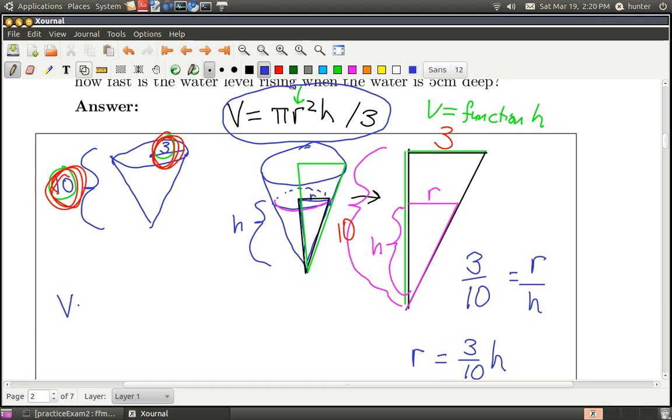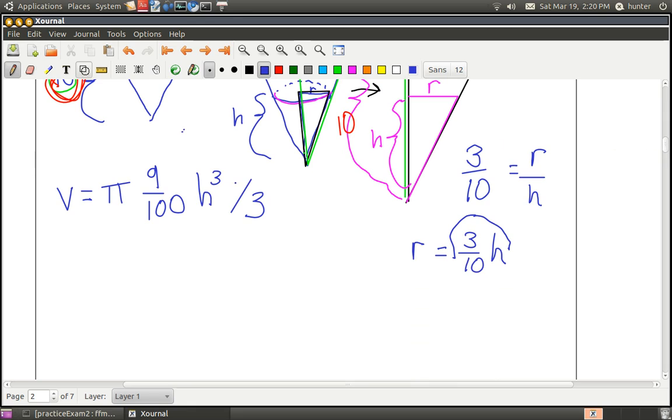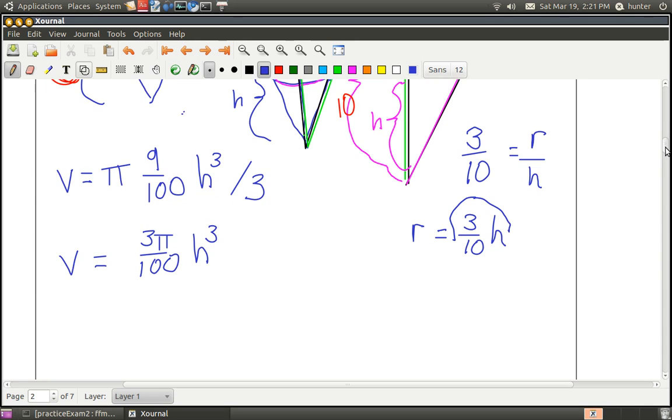So what this means is that volume is equal to pi, okay, and now I could write r squared, but r is this. So I'm going to plug that in for r. So that gives me 9 over 100 times h cubed over 3. Okay, so that's what happens when I plug in the thing that we got for r in terms of h. And let me make this a little bit nicer. Write this as 3 pi over 100 times h cubed.